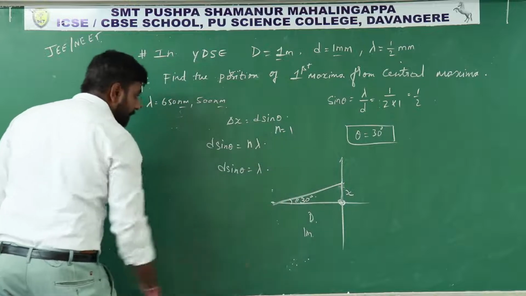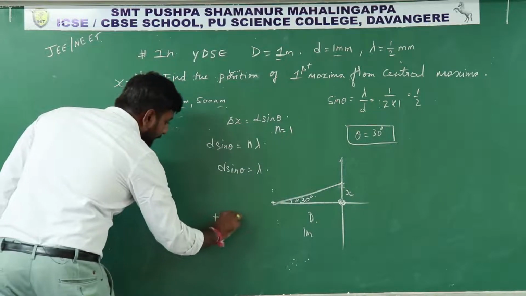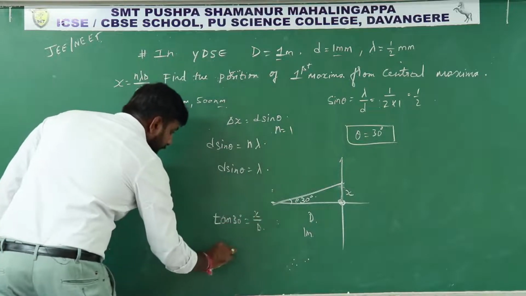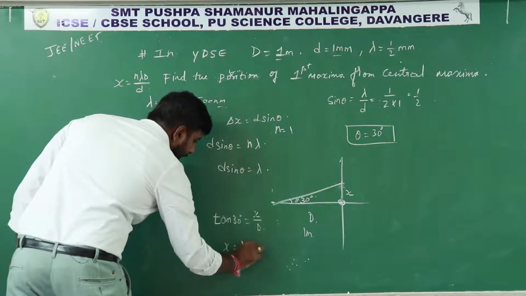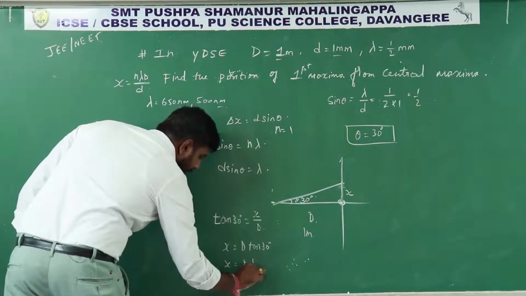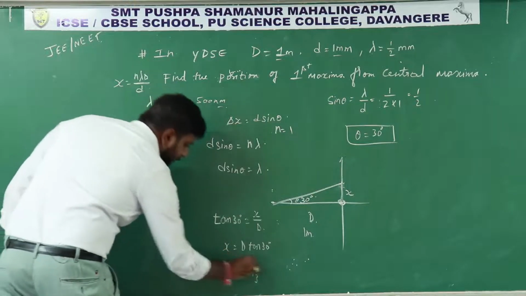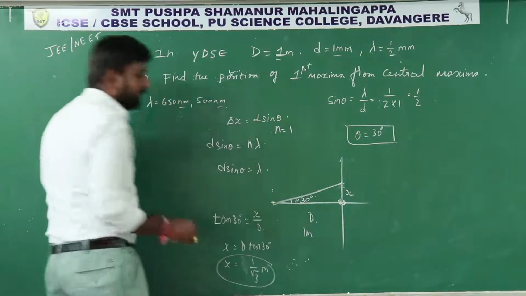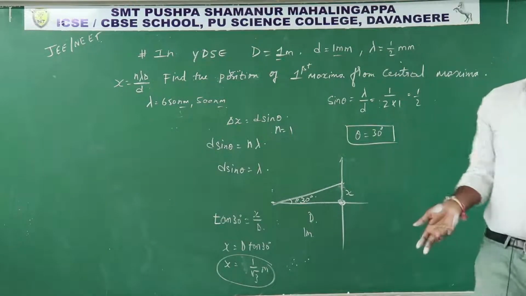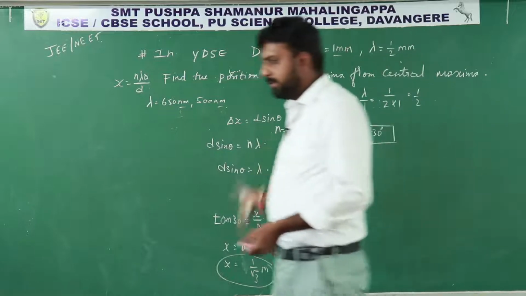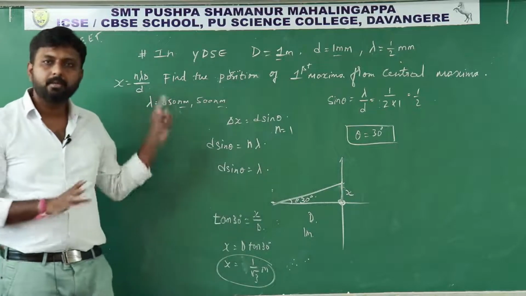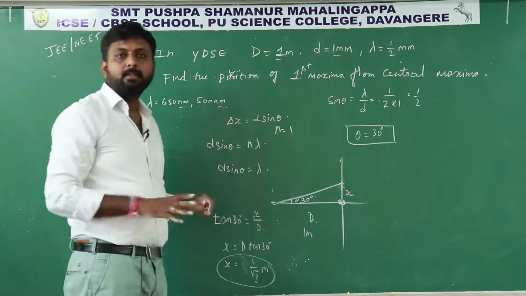Directly we have to find the opposite side, right? Now we can apply tan theta equals x by D. Then x equals D tan 30, which is 1 by root 3. D value is 1 meter, so x is 1 by root 3 meters. If the second condition is not valid, that is, lambda is not very small compared to small d, then in this way we have to solve the problem. But for PUC, don't worry, this type of problem they won't ask, but for competitive exams you have to remember these points.